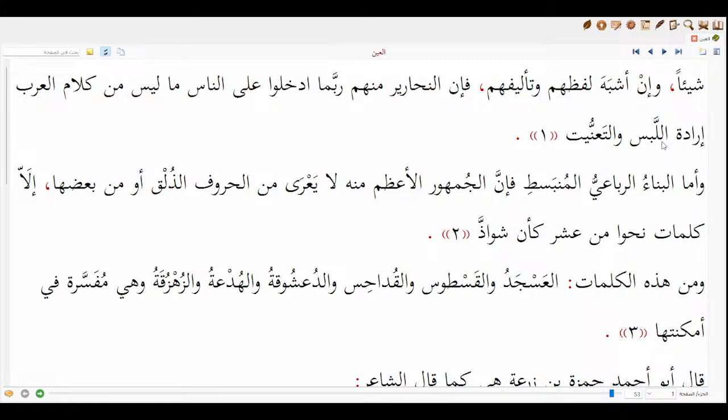وإن أشبه لفظهم وتأليفهم. Even if these new words are similar in their scale and form to Arabic words. فإن النحارير منهم ربما أدخلوا على الناس ما ليس من كلام العرب إرادة اللبس والتعنيت أو التعنت. Because the clever people among the non-Arabs would possibly introduce upon people non-Arabic words in order to confuse them and to make Arabic difficult for them.